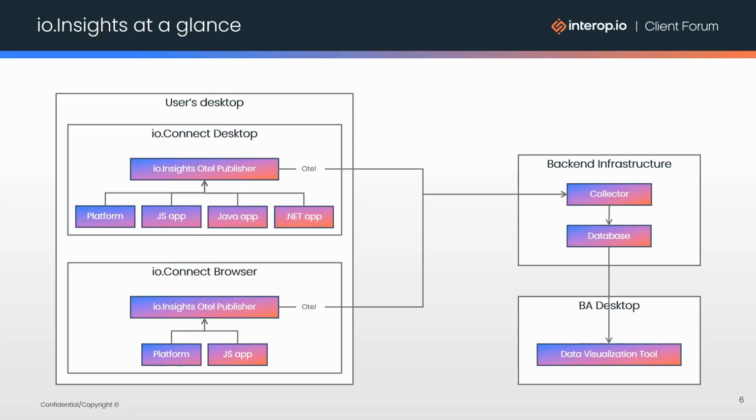The publisher then sends the data to the OTel backend collector that you have deployed in your backend infrastructure. And from there, the data is stored in your database of choice. Finally, the data gets queried to be visualized on the dashboards of your data visualization tool of choice.